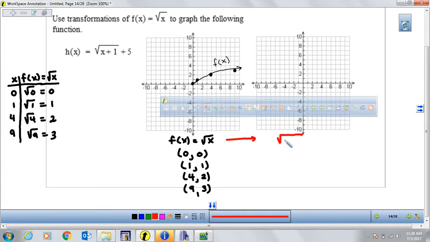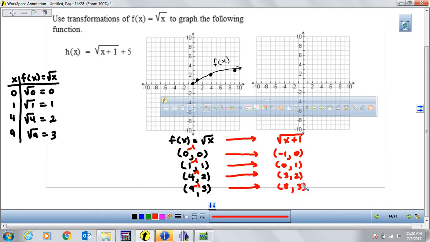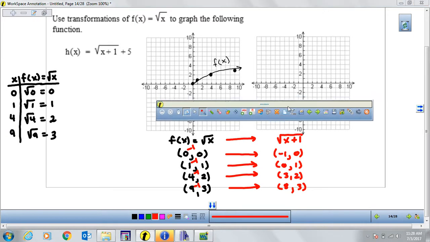So the horizontal shift is given by the x plus 1. So what is that plus 1 going to do according to the definition we just covered? Remember, it goes in the opposite direction. That one is going to shift it to the left 1 unit, meaning that you're going to subtract that 1 from the x values. So that's going to give me a negative 1, 0, 0, 1, then 3, 2, and 8, 3. Okay, so that is going to be the first change.